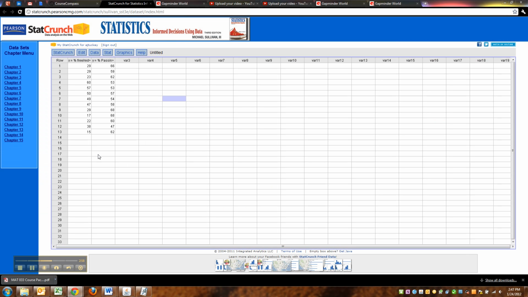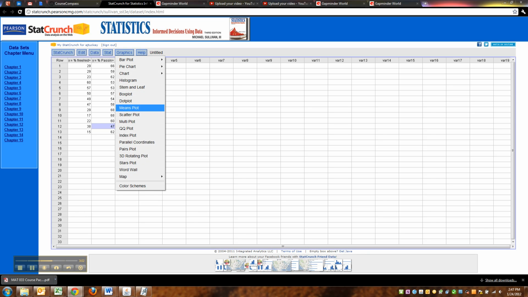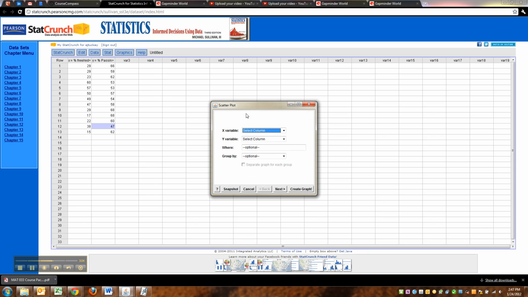Another way to do it is in StatCrunch. So if you go to StatCrunch and you've got the data and you go to Graphics, Scatterplot. Your X variable is free reduced lunch. Your Y variable is passing math. Next. You want points. Next. Do you want to give it any labels like % on free reduced lunch? And this was the % passing math test.